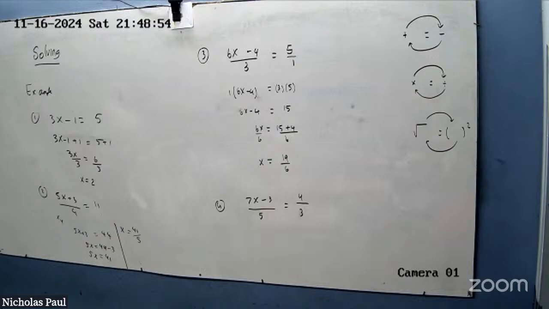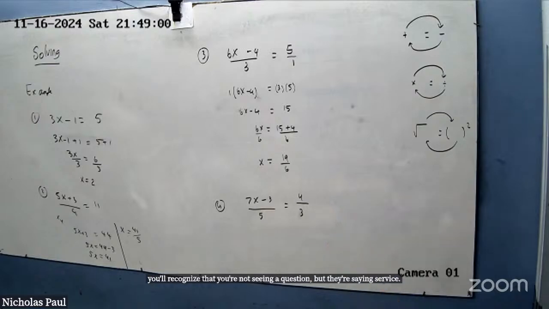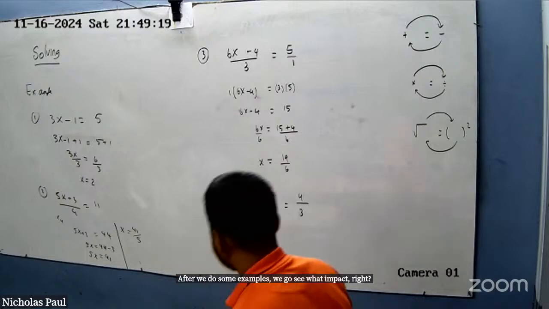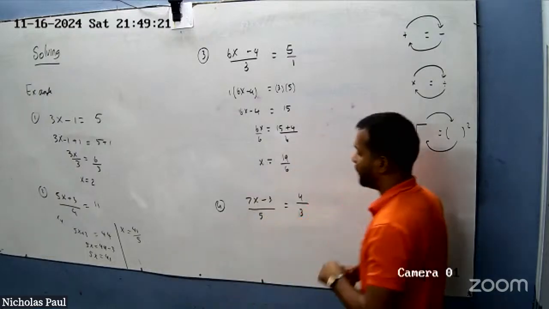Right, for those looking at the recent past papers, you'd recognize that you're not seeing a question that says solve this. You have words. You have to take the worded problem and create the equation and then solve. So they've changed the format of number 2, giving you more worded type problems. After we do some examples, we go to the worded type.